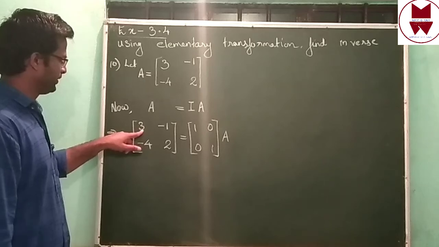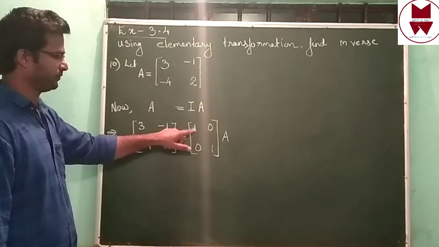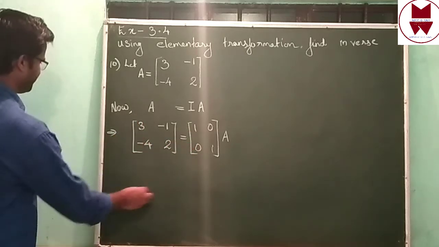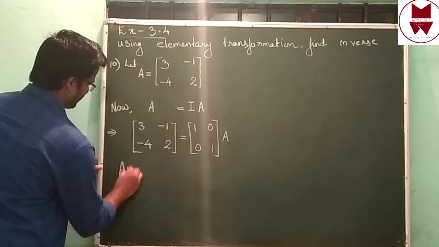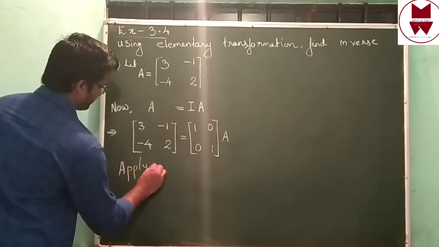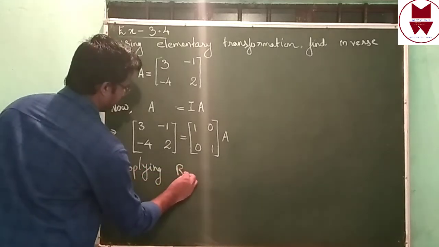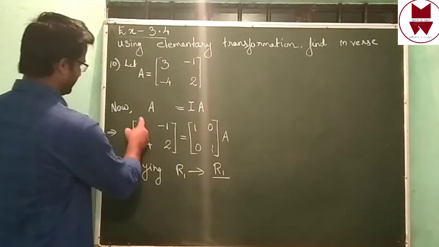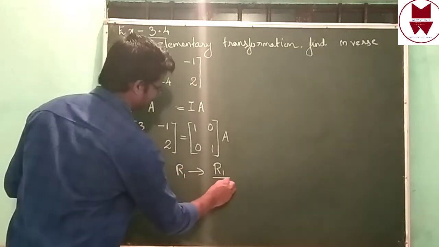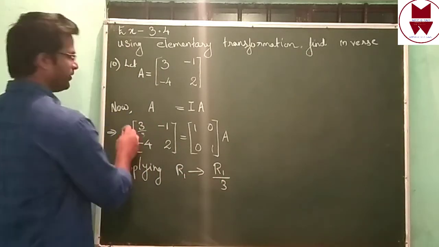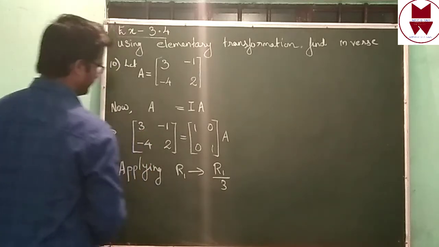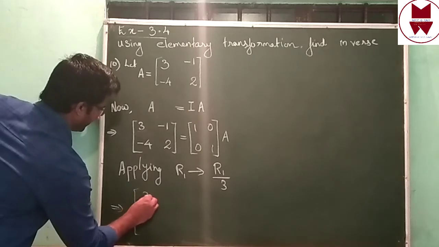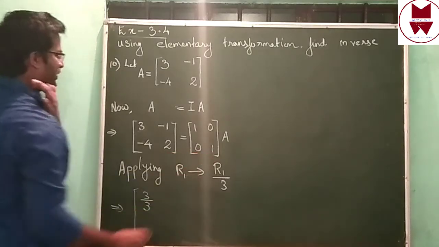Then check the first element. Here it is 3. What do we need? We need 1, because in the identity matrix the first element is 1, isn't it? For that, applying R1, we are going to change R1: R1 divided by 3. Divide by 3, 3 cancels, you will get 1. That is the first step.